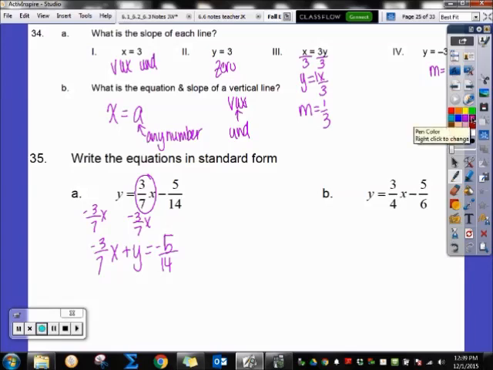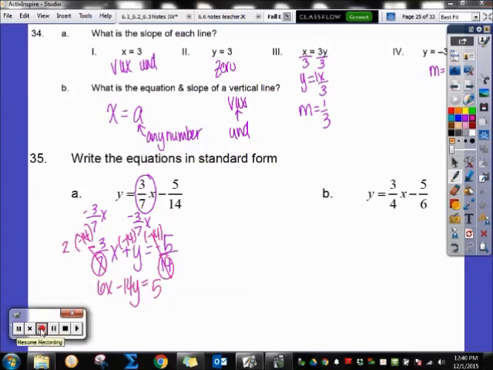The way we can get rid of both of those at the same time is look at your denominators and pick the common denominator, which would be 14. Since this first term is negative, if you multiply through everything by -14, you will take care of the negative and the fraction all at the same time. So that would be 6x minus 14y equals 5.